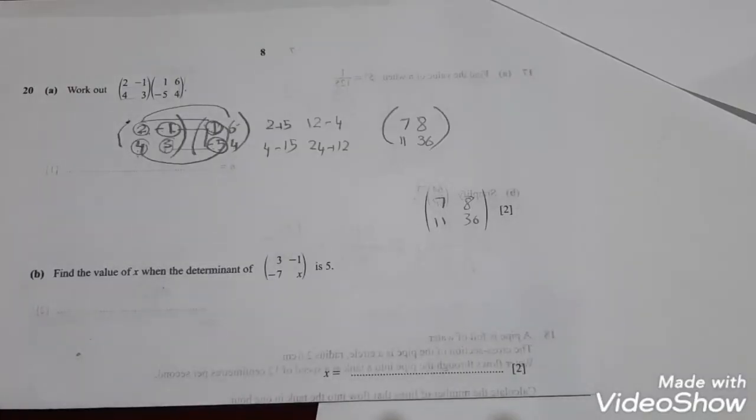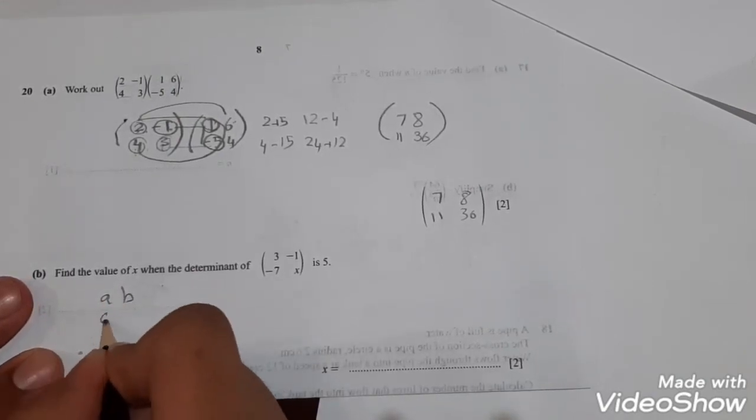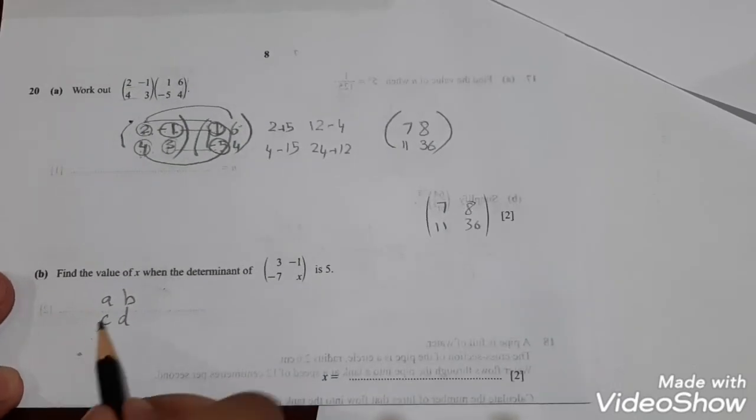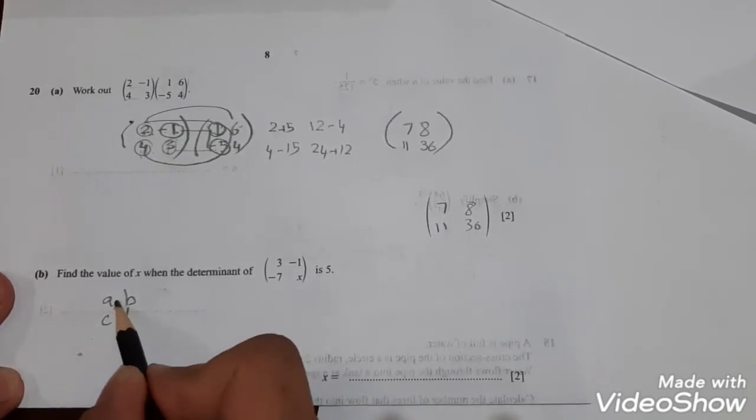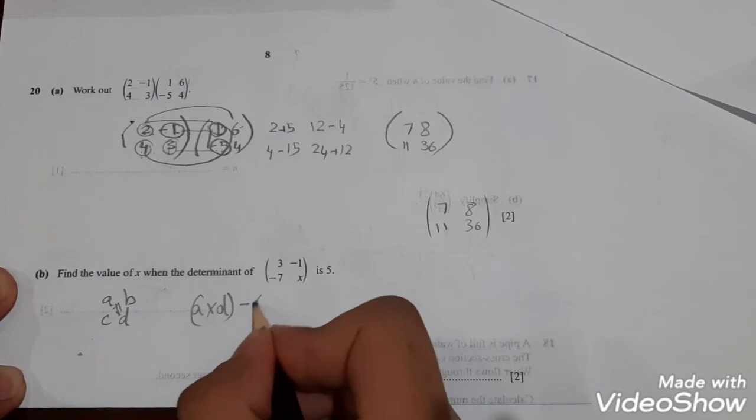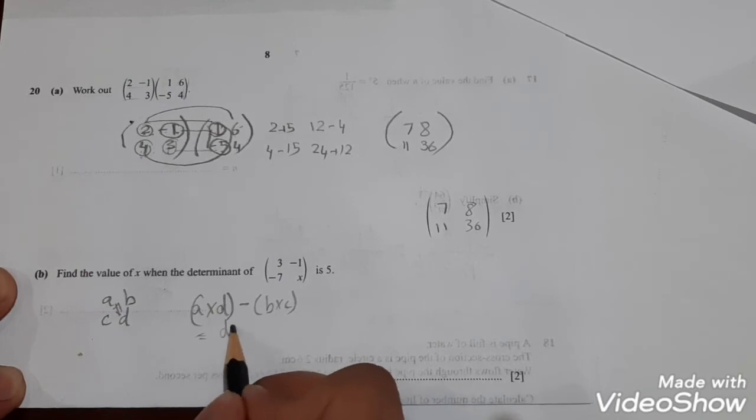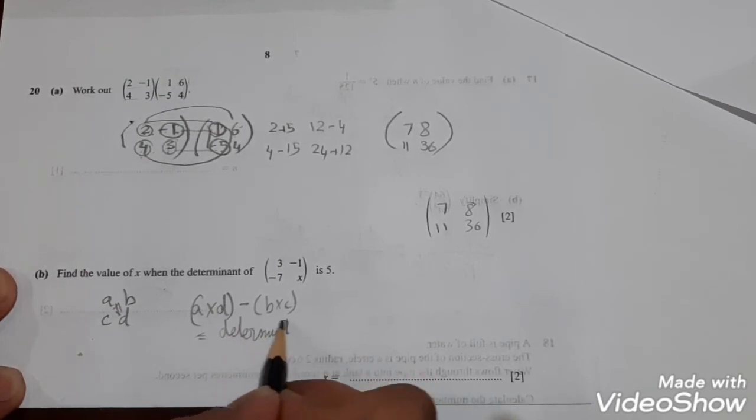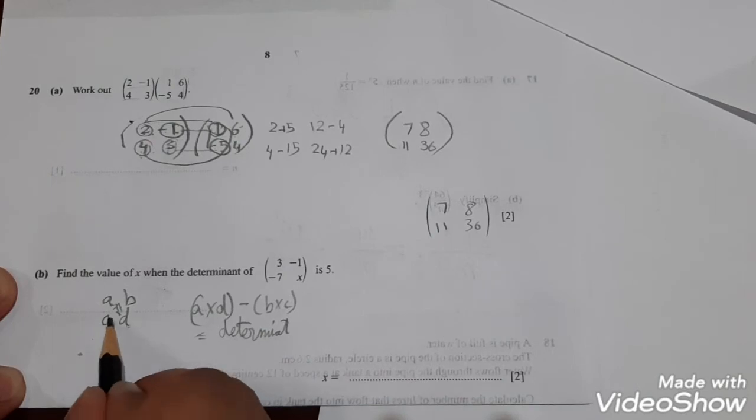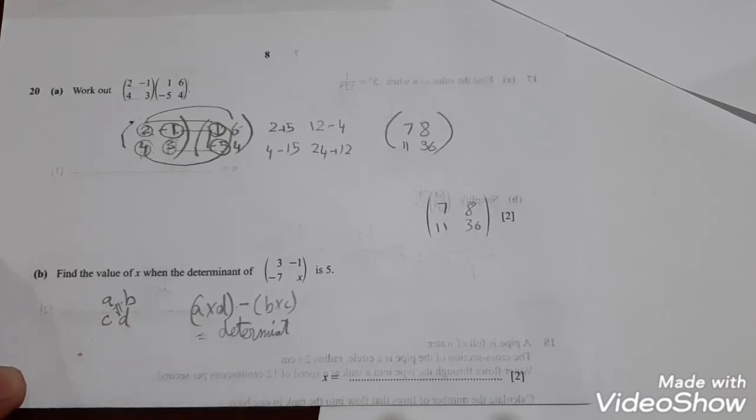Now moving on to question 20b, we need to find the value of x when the determinant of this matrix is 5. So let me first explain what a determinant is. Let's say A, B, C, D. To find the determinant, we multiply A by D, minus B multiplied by C. The answer we get is the determinant. A multiplied by D minus B multiplied by C. This is how we find the determinant.